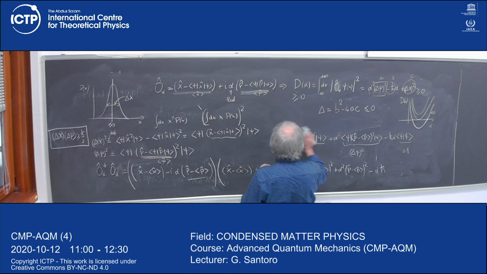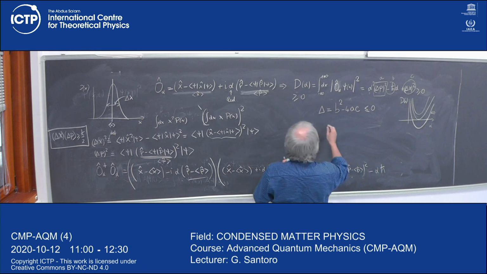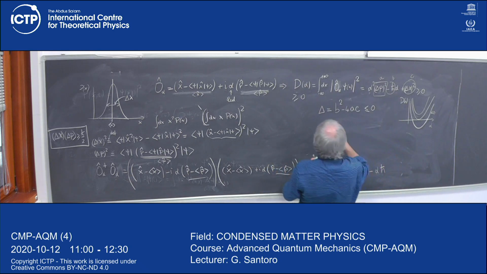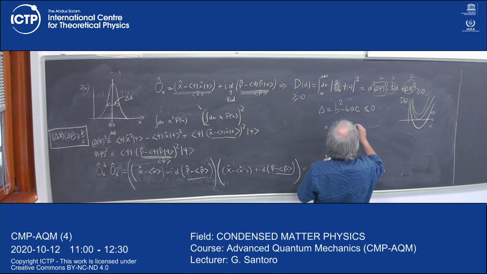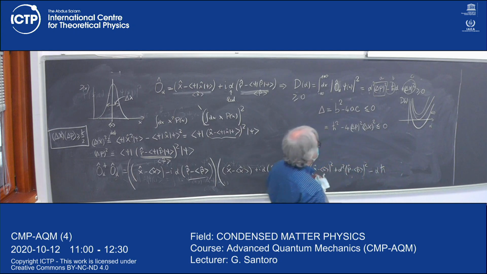Let's write the discriminant now. The discriminant of this quadratic thing is equal to B squared, so h bar squared, minus 4. A is equal to delta p squared. And C is equal to delta x squared. Okay? So this discriminant should be less or equal to 0.